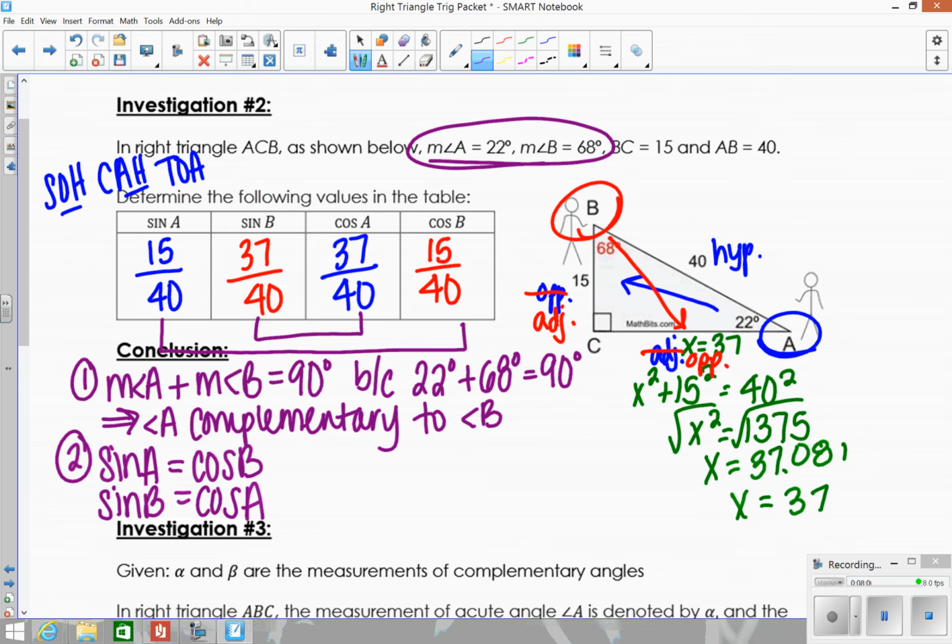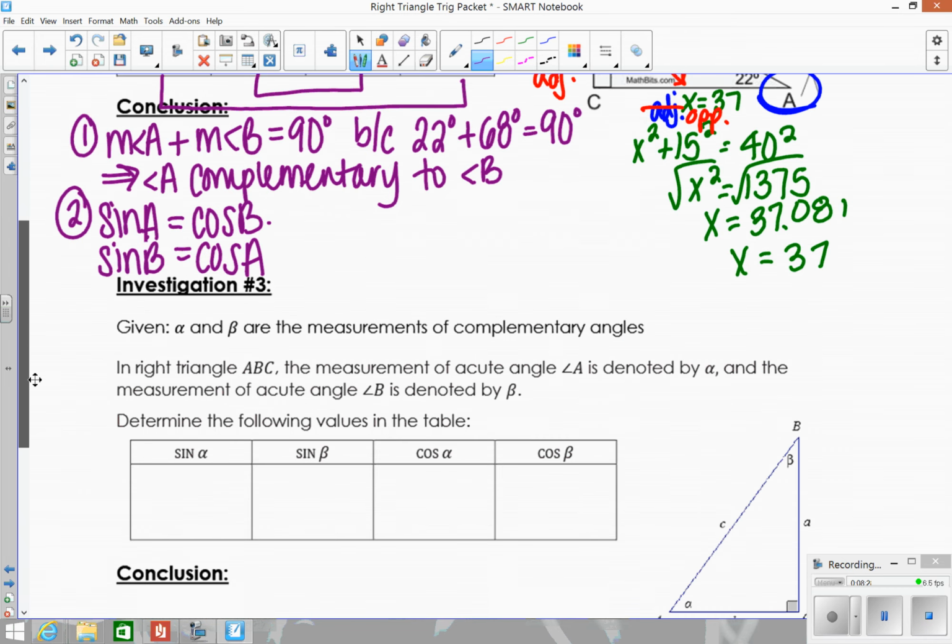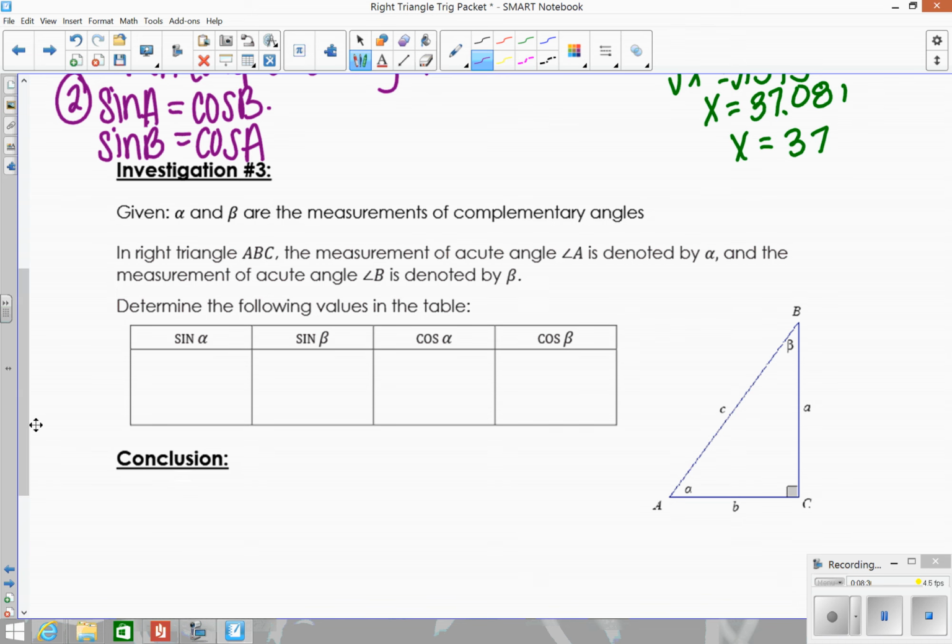So that's pretty much the same conclusion as what we had in investigation number 1. Instead of looking at the table to come up with sine and cosine values, we looked at a triangle, and then we came up with the ratios ourselves. But again, we still saw that these angles are complementary, as well as sine and cosine of the complementary angles being equal. So let's look at the third investigation. This third investigation is basically the same idea but without numbers. So this is basically generalizing what we just saw in the first two investigations.